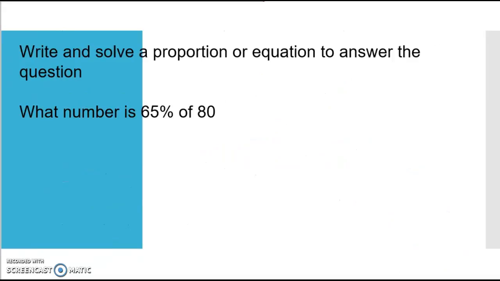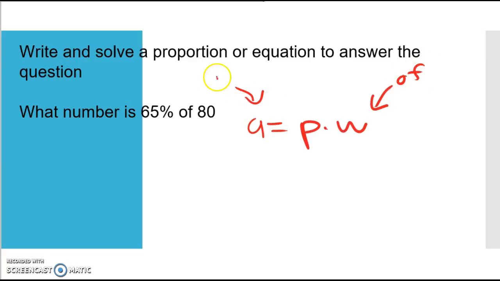The next one says that you need to write and solve a proportion or equation to answer the question. And the question is, what number is 65% of 80? So I am going to use that second equation. So A equals P times W. So we're asking for what number is 65% of 80. So I know that I'm looking for my part because it's is and of. Of always has to do with this whole, and is has to do with your part. I'll write that here. So we're looking for A. We know our percent is 65%, so I need to write that as my decimal, which is 0.65. And then my whole is 80.